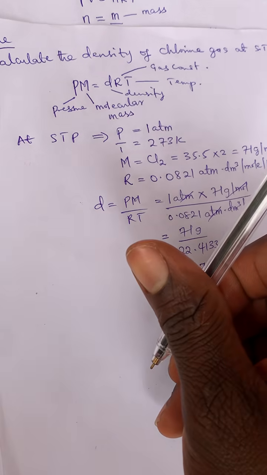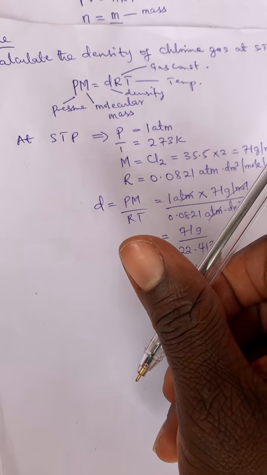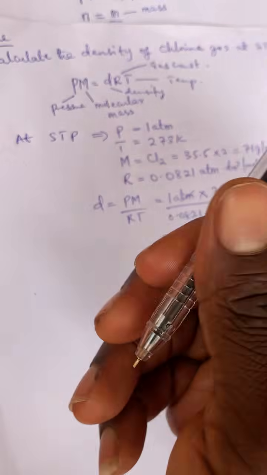The same thing applies for other gases. You can calculate density for oxygen gas, density for nitrogen gas, and others, and compare them and find out.